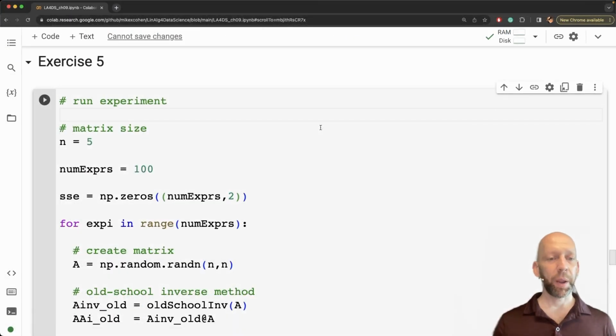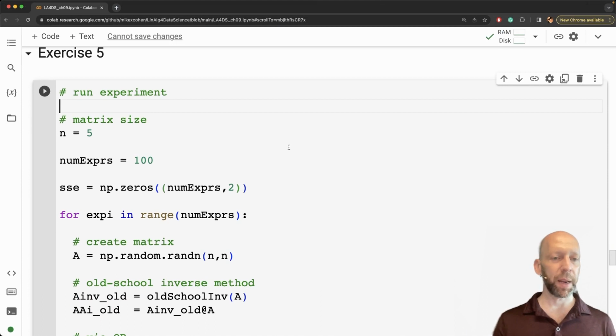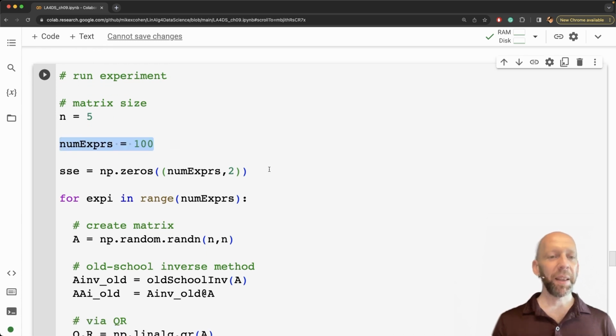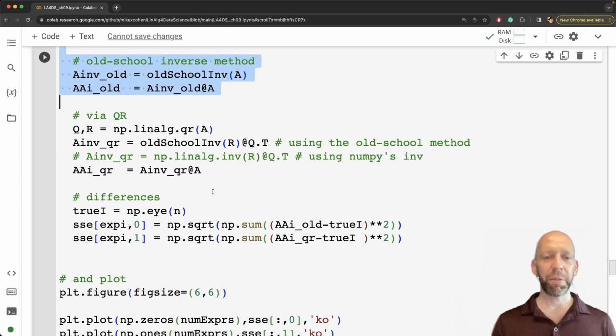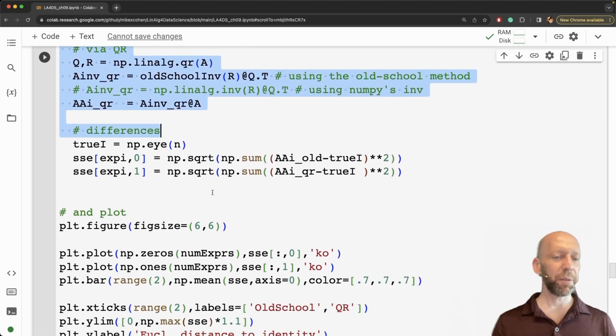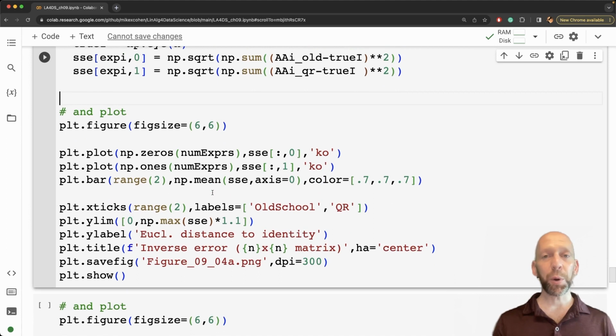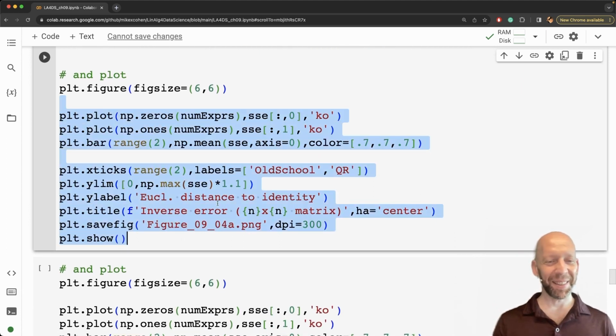In terms of coding, there's not a whole lot that's new that you need to do for this exercise. You can see I've added some variables here: the number of experiments, and a variable to collect all of the sum of squared errors. And then inside this for loop, this is really just all the code from the previous exercise that I've put into this for loop. Most of the new code for this exercise is really just the visualization stuff.